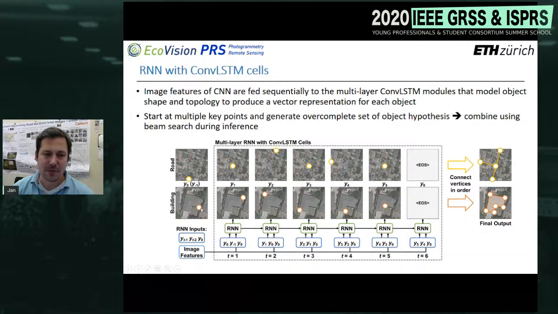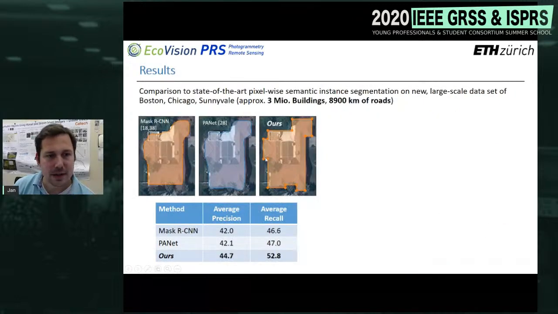Yes, and if all of this works nicely, then those are the outputs. So we have this vector representation, the polygon of the building, and the polygon of the road. And here are some results. And we did this for a very large data set that we came up with. So for buildings, we computed this for 3 million buildings and for almost 9,000 kilometers of roads.